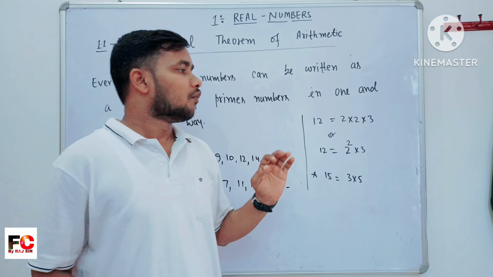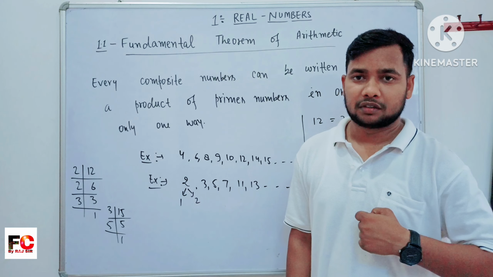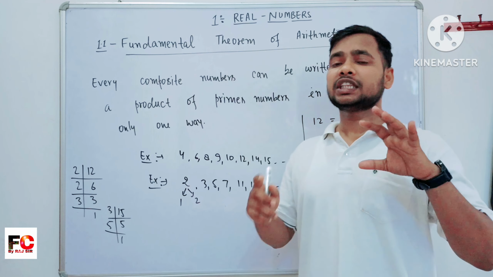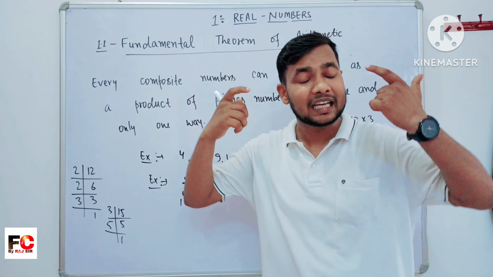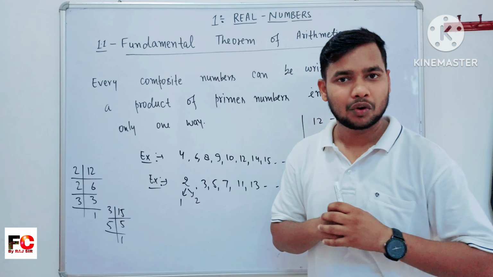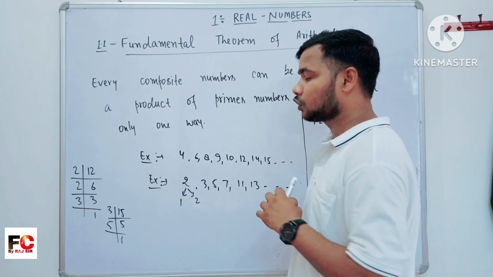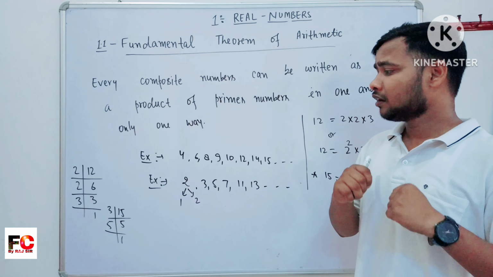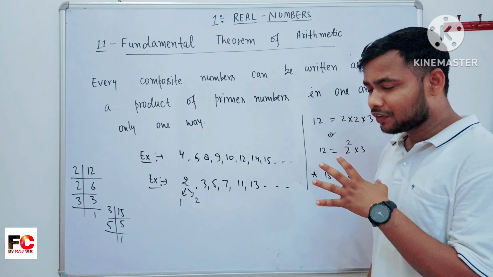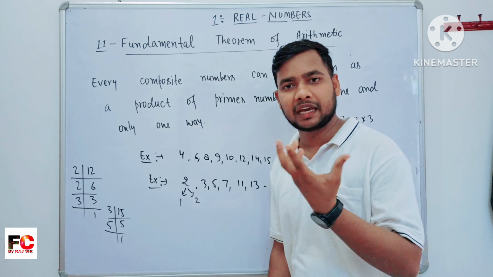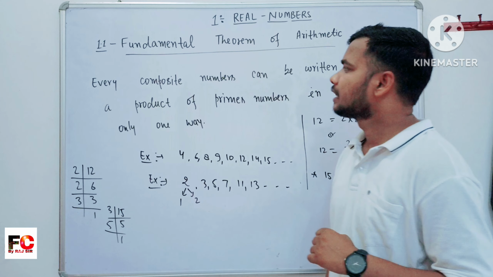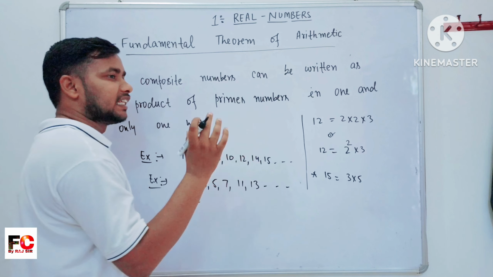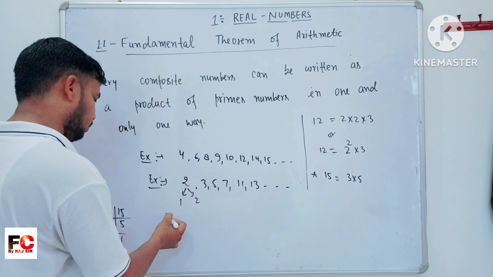Okay. What is the use of this theorem in this chapter? The use of this theorem in this chapter is, with the help of this theorem we can find LCM and HCF. Okay, got it? Understand what I want to say? With the help of this theorem we can find LCM and HCF. Now, how can we find the LCM and HCF with the help of this theorem? Okay, let me give another example to explain how to find LCM and HCF with the help of this theorem.